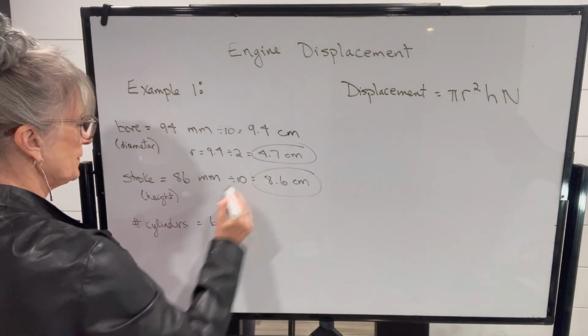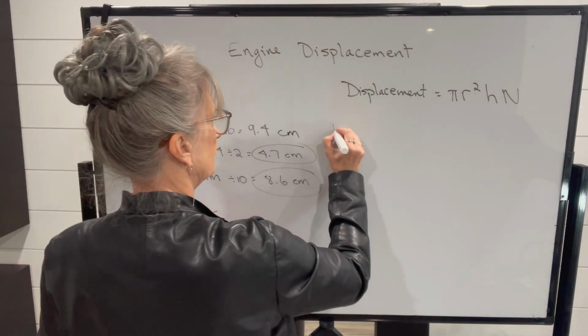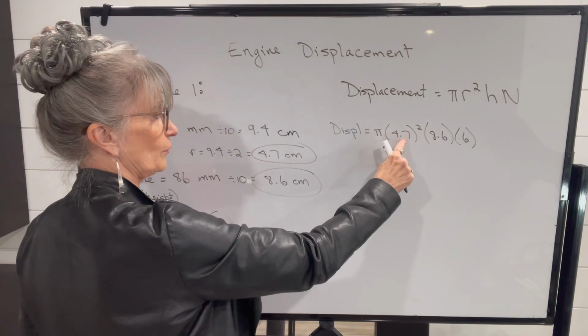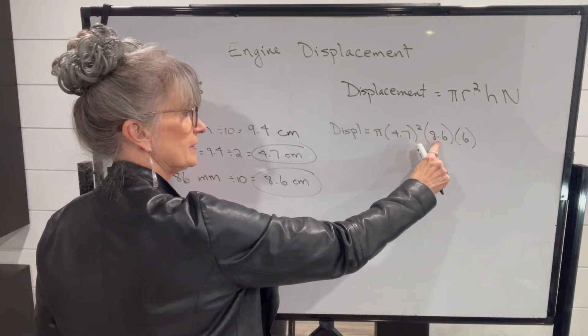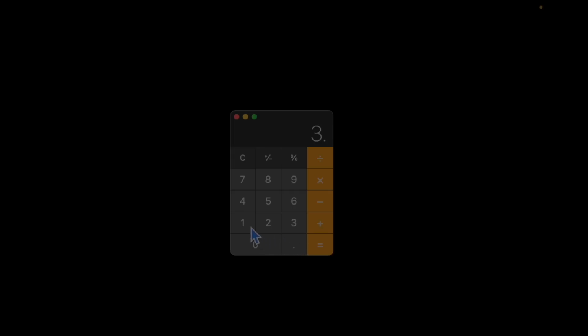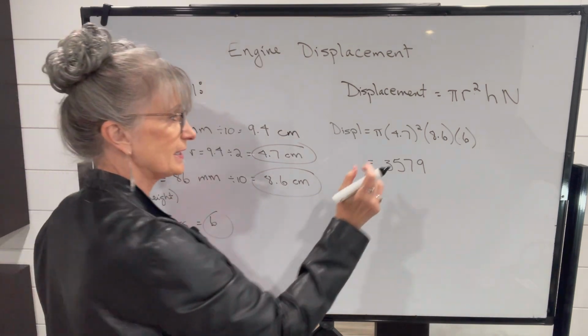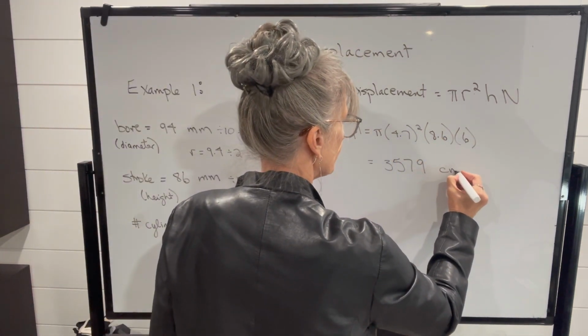Now we use those numbers, plug them into our displacement formula, and do the calculation. So we have pi times the radius of 4.7 squared times the height of 8.6 times the number of cylinders of 6. On your calculator, you can just type that in as 3.14 times 4.7 times 4.7 times 8.6 times 6 to get a volume of 3,579. It's going to be cubic centimeters because my dimensions were centimeters.